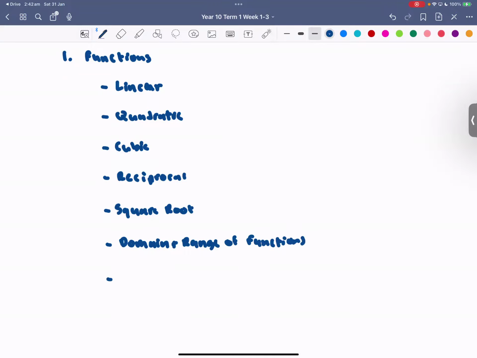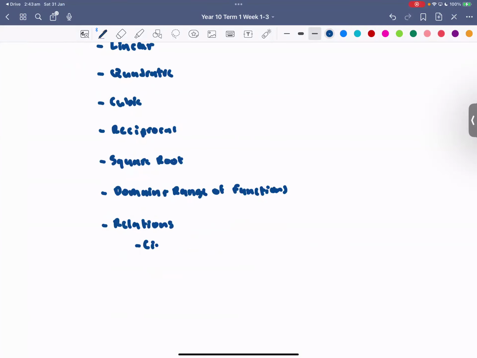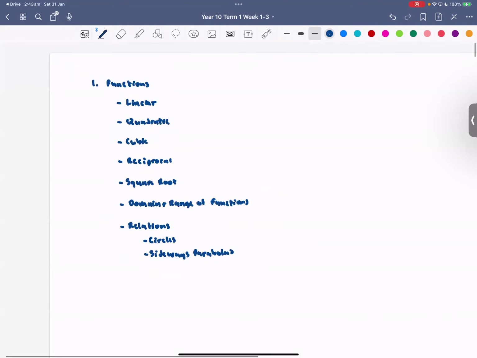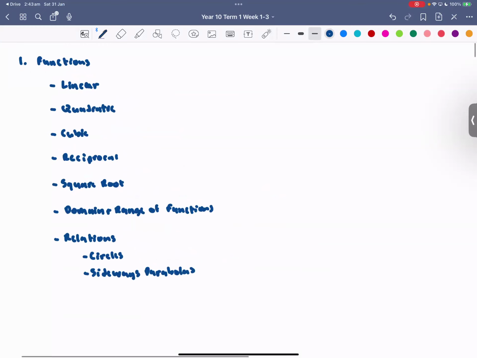All right, then another topic called relations. Specifically, relations include circles and sideways parabolas. That's one of the topics in year 11 methods. It takes an entire term for me to do that in year 11 methods. I spend one term doing that.